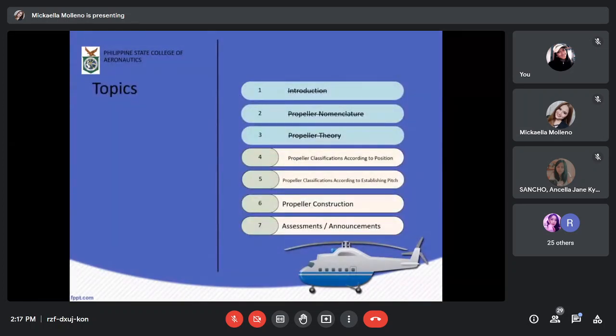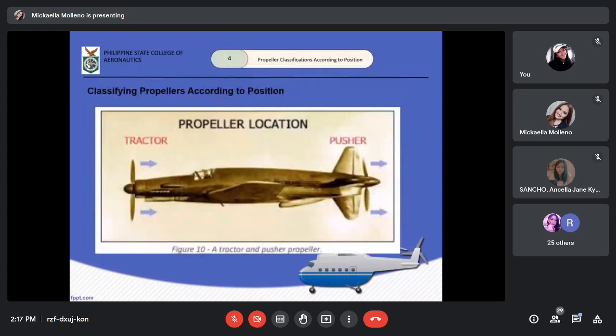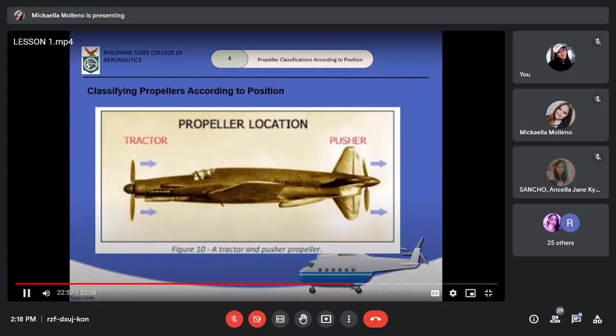So, now for classifications according to position. This would just be a brief one. So we have tractor and pusher. One way to classify the propellers are according to their position sa aircraft. Seen in the photo, tractor is on the front of the engine and pull an aircraft through the air. Pusher on the aft end of an engine, and from the name itself, as it suggests, it pushes an aircraft through the air.